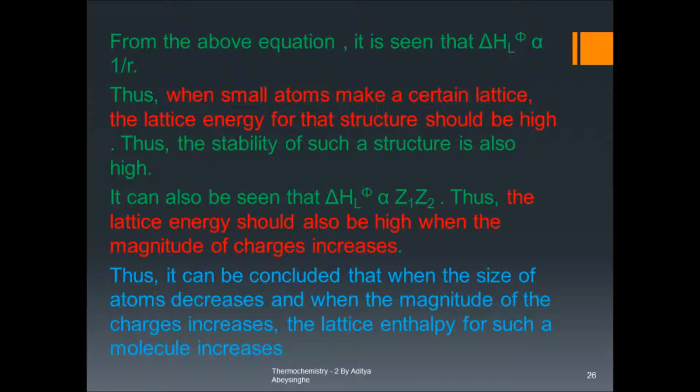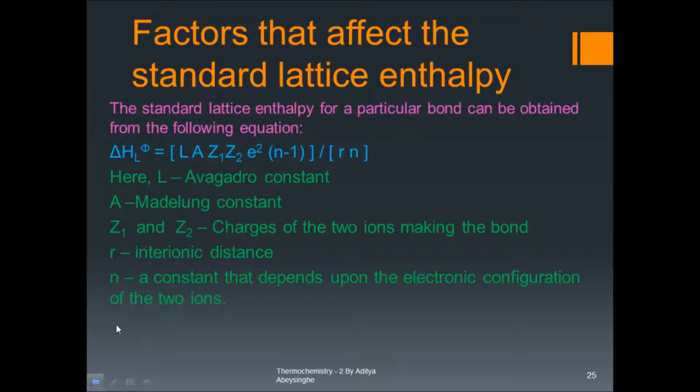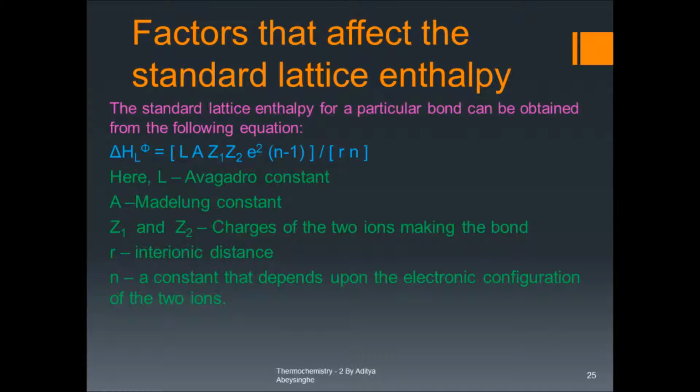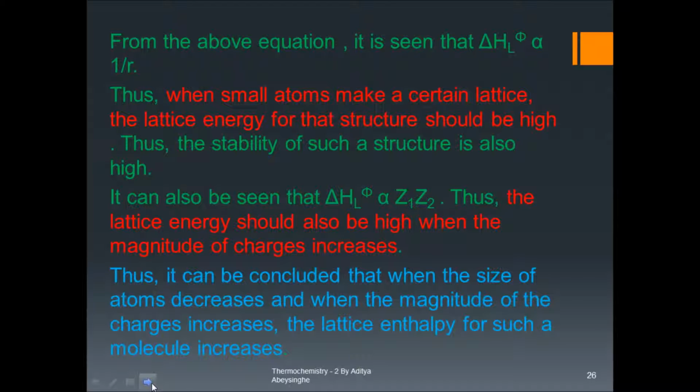What is important here is not this difference, but some relationships. From the above equation you can see that ΔH_L is inversely proportional to the inter-ionic distance. Thus when small atoms make a certain lattice, the lattice energy for such a structure should be high, and thus the stability for such a structure is also high. Another important relationship is that the standard lattice enthalpy is directly proportional to the product of the charges of the two ions. So when the charges of the two ions increase, the standard enthalpy is high.